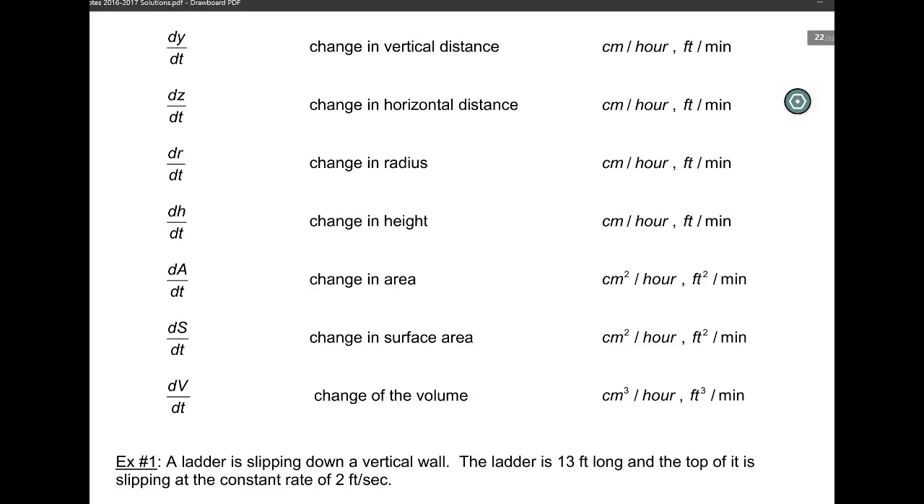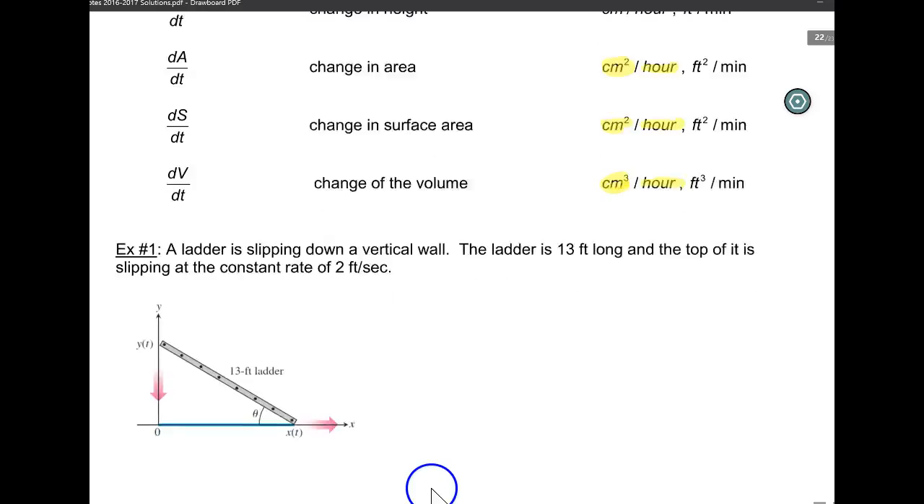And then we get to stuff with the area. You'll always see square units per unit of time. Surface area is area again, so square centimeters per unit of time. Change in volume, that's cubic measure per unit of time.